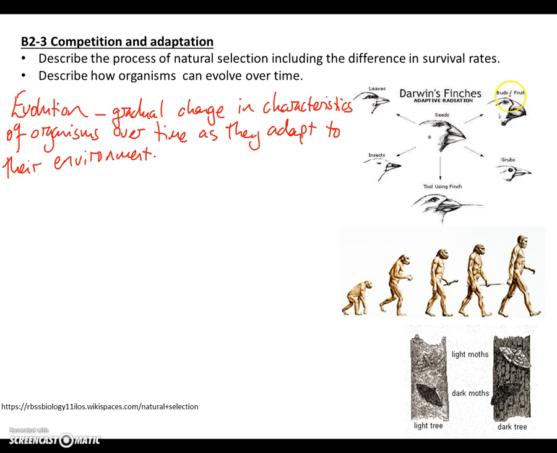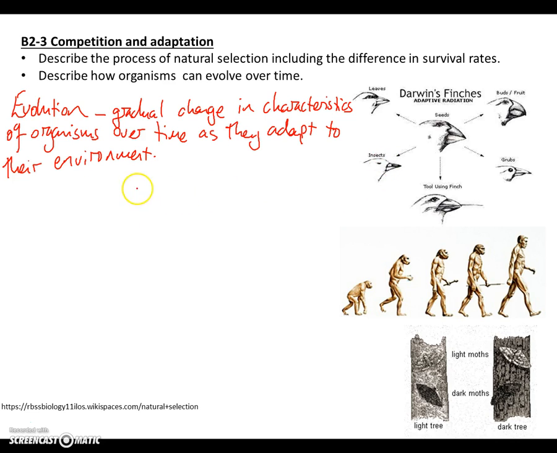So on one island there were buds and fruits, grubs, so if they were in the ground they had to dig into the ground, insects, small and sharp ones, and then leaves. So all different kinds of beaks which allow them to feed effectively in there.